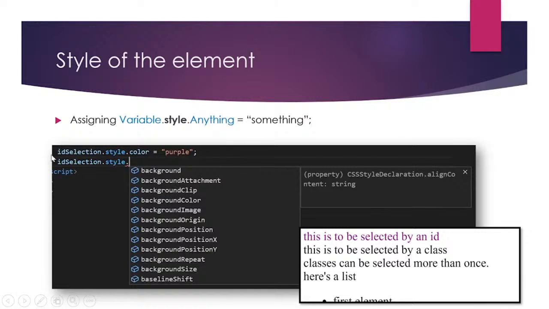So what did I do? I assigned the variable with the dot notation. I added style, which tells JavaScript and the DOM that now we are talking about the CSS. And with the CSS of this ID selection, in the div that we've selected, we've specified the color to be purple. So now this section, which was in black color, is purple.